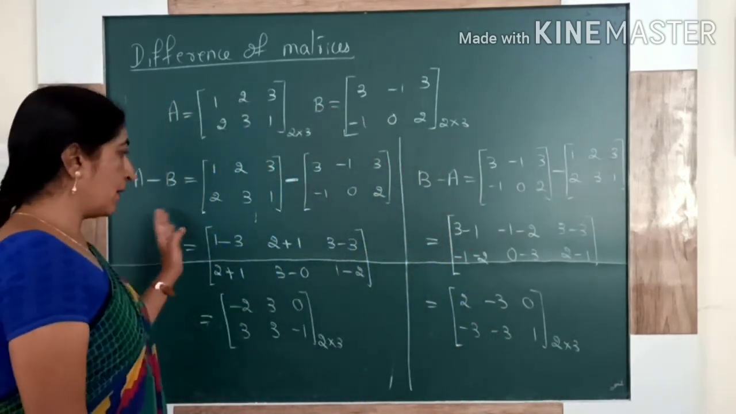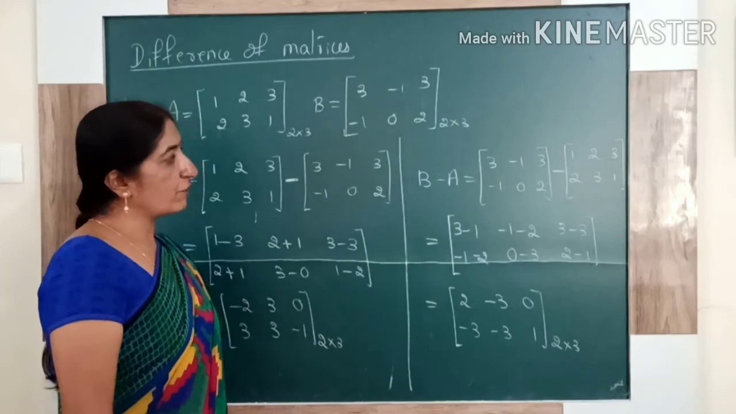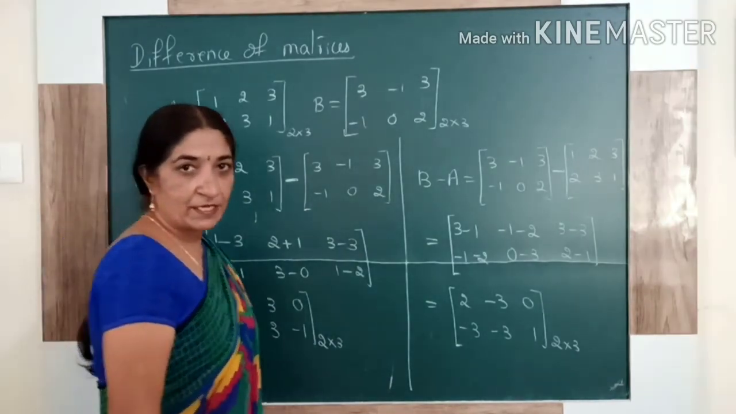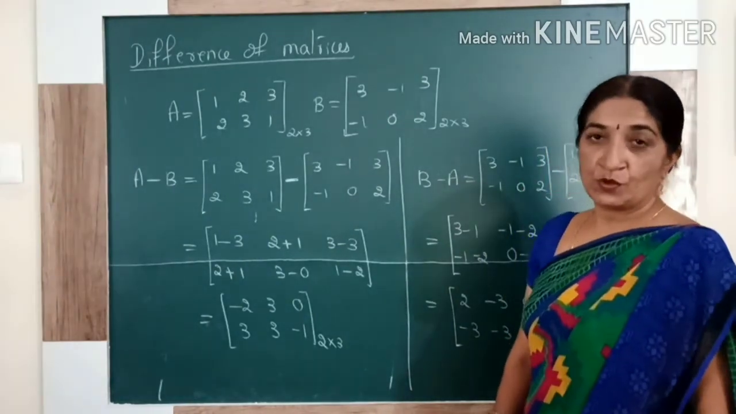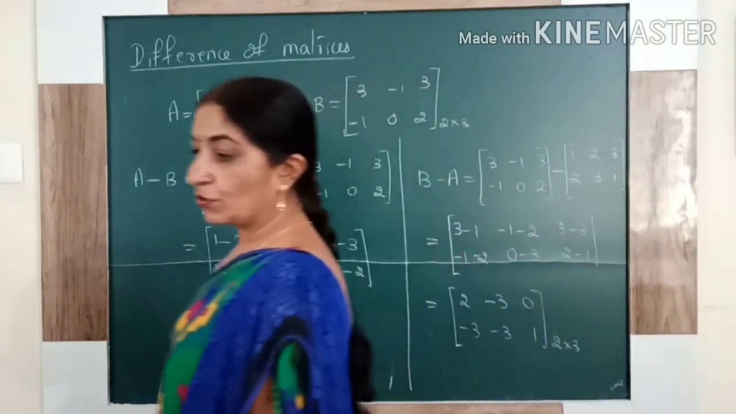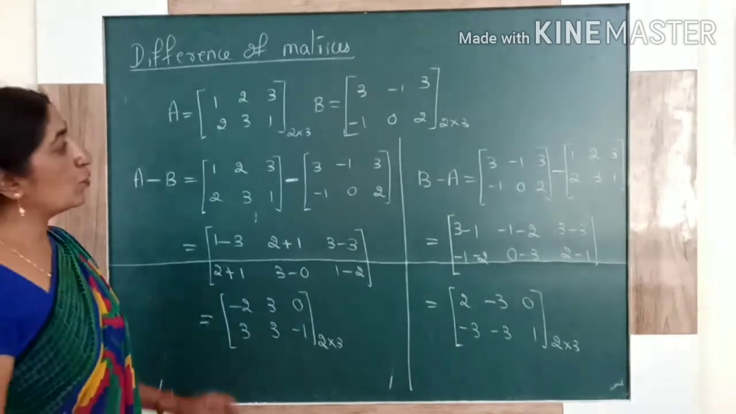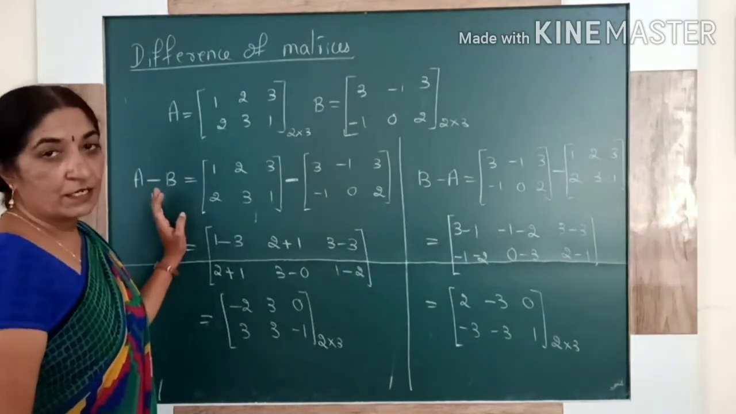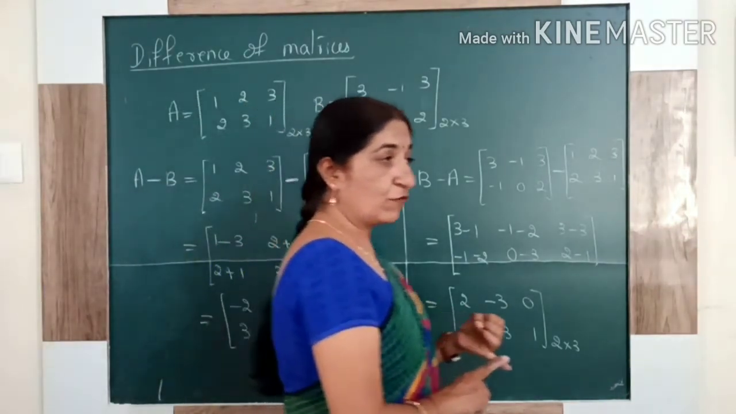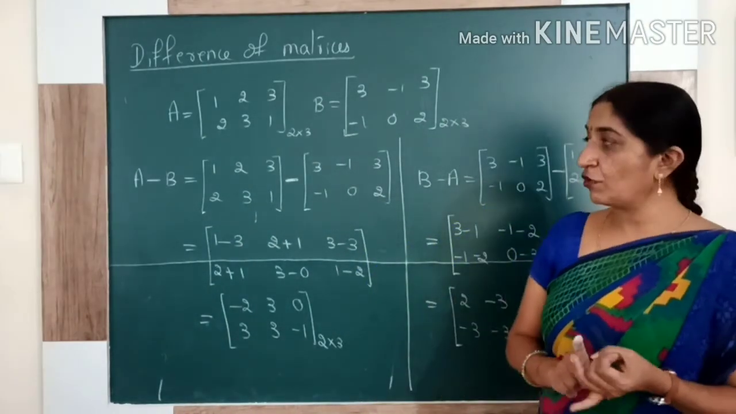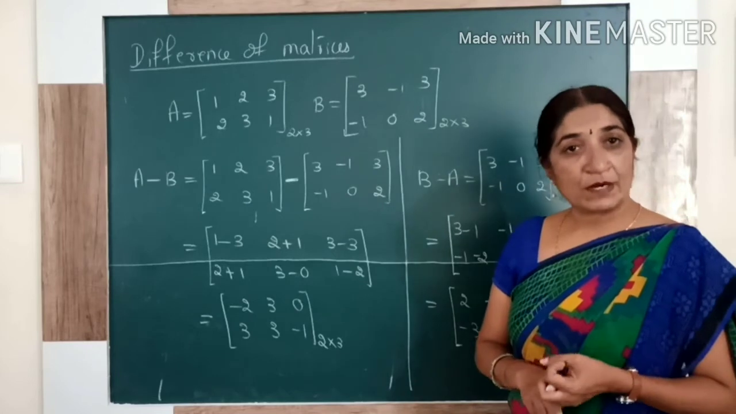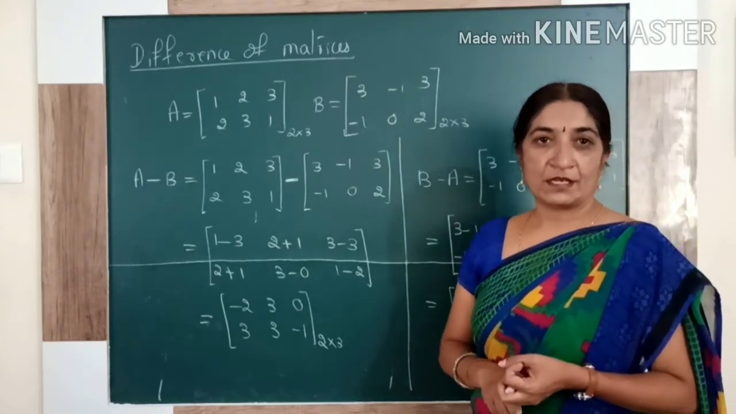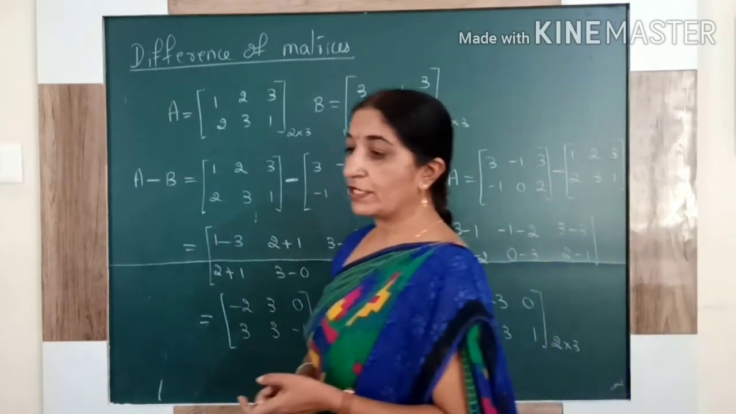But you know that A minus B and B minus A are different. Why? Because already you are familiar: the subtraction of any element is not commutative. Here also it is like that. So then what you are studying, students? In today's class we studied addition of matrices, subtraction of matrices, and what is the scalar multiplication of a matrix. I hope you are getting all the steps.